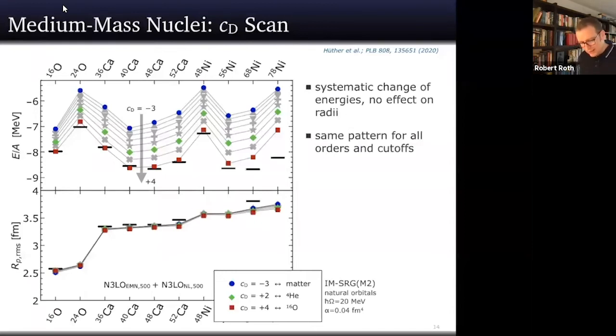And what you see here is, of course, you can change the energy of medium mass nuclei via the CD parameter. You can pick something like a sweet spot, which would be these red symbols here. That's the one I showed before, and that's for a CD parameter of +4. At the same time, you see that the radii are good all the time. So they seem to not depend significantly on your CD choice, and they are more or less correct whatever you do.